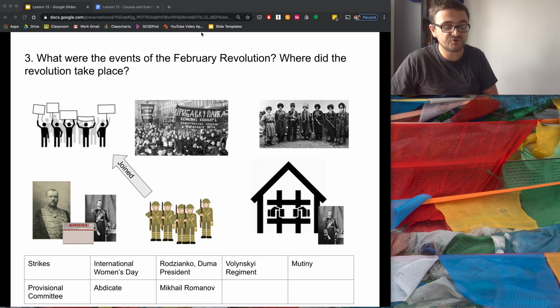Now, by Friday the 24th of February, there are 200,000 workers on strike in Petrograd, joining the marches for all those reasons we spoke about in question 2. There's lots of reasons why the Russians were unhappy, why they'd want to protest, why they'd want to strike. Now, at this point, the crowd start to attack Tsarist statues. They start to, in some elements, wave the red flag of communism, and they start to shout revolutionary slogans calling for the end of Tsarism.